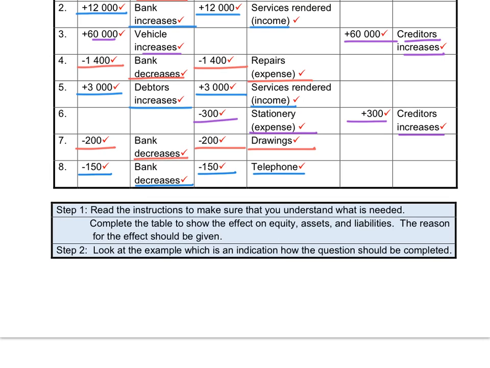Read the instructions to make sure that you understand what is needed. Then you complete the table to show the effect on assets, equity, and liabilities. The reason for the effect should be given because it was required in this specific question. Look at the example if you're not 100% sure how to do it, as it is an indication of how the question should be completed.